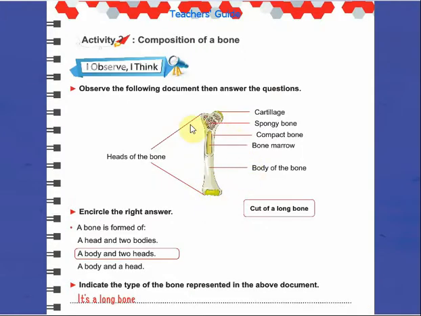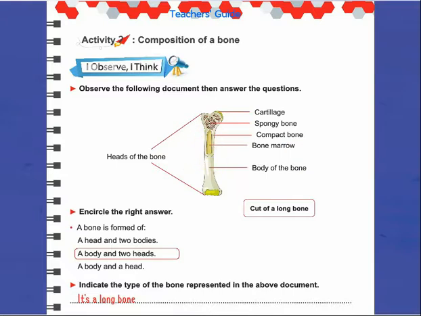So this is a long bone. Its heads are covered with a substance called cartilage, يلي هو الغضروف. And in the head we have also spongy bone. This is the body of the bone. The bone is compact, يعني هي مضغوطة، وتكون hard structure قاسي. Inside it we have a substance that we call bone marrow.